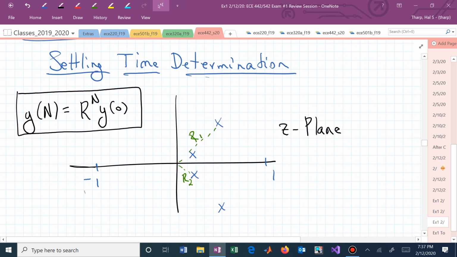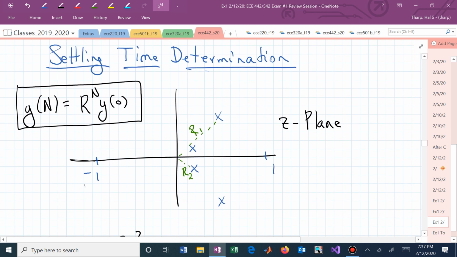What if I now want you to find the settling time? Here is the z-plane, and I have two pairs of poles. I have one pair, and they're a distance capital R sub 2 away from the origin. And I have another pair, and they are a distance R sub 1.